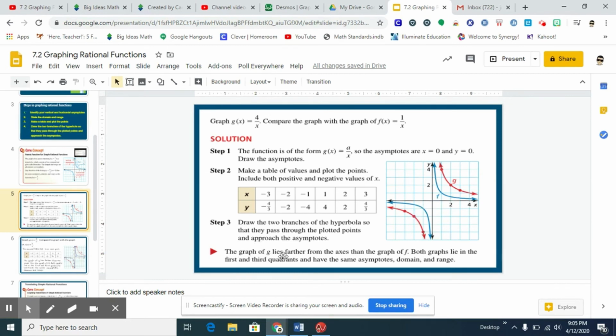So the graph of g lies farther from the axis, which is very obvious. So the red graph is farther from the axis. When you say axis, the x-axis and the y-axis, and then both graphs lie in the first and third quadrants. Remember our quadrants? This is our first quadrant, second, third, fourth. So it's counterclockwise. When you're counting, you should start from here and go counterclockwise. And of course, they will have the same asymptotes, domain and range.